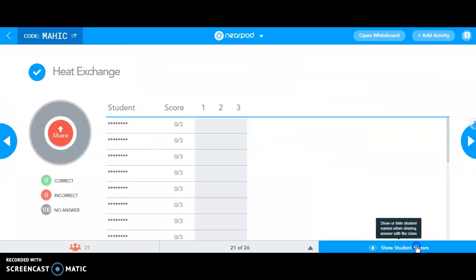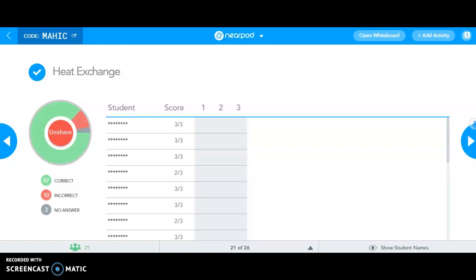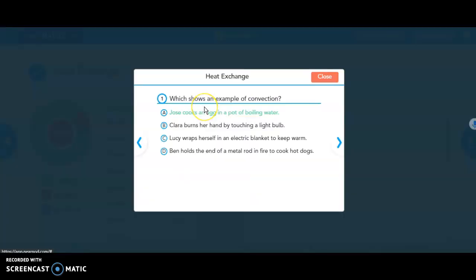Here we go. Quick quiz. Again, we're rocking in 87, and this is the first time we've taught it, which is not necessarily true. What shows an example of convection? Well, if I've got convection, I'm looking for heat through gas or heat through water, not burning by touching something, not getting an electric blanket, and not holding the end of the metal rod. That is cooking an egg in a pot of boiling water, which is actually one of our examples if you look at our anchor chart.